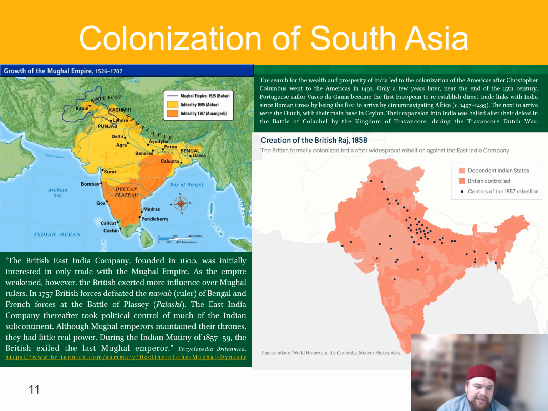and as the empire weakened, the British began to exert more influence over Mughal rulers, and in 1757, British forces defeated the Nawab, the ruler of Bengal, and French forces at the Battle of Plassey. The East India Company thereafter took political control of much of the Indian subcontinent. Although Mughal emperors maintained their thrones, they had little real power. During the Indian Mutiny of 1857-59, the British exiled the last Mughal emperor. So that is essentially the decline of the Mughals.